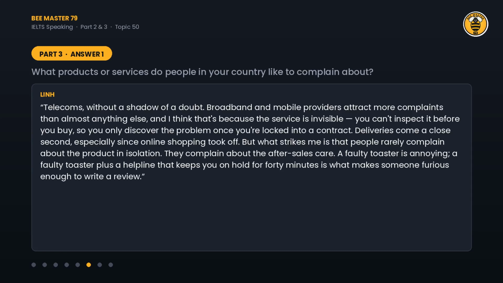Telecoms, without a shadow of a doubt. Broadband and mobile providers attract more complaints than almost anything else, and I think that's because the service is invisible. You can't inspect it before you buy, so you only discover the problem once you're locked into a contract. Deliveries come a close second, especially since online shopping took off.